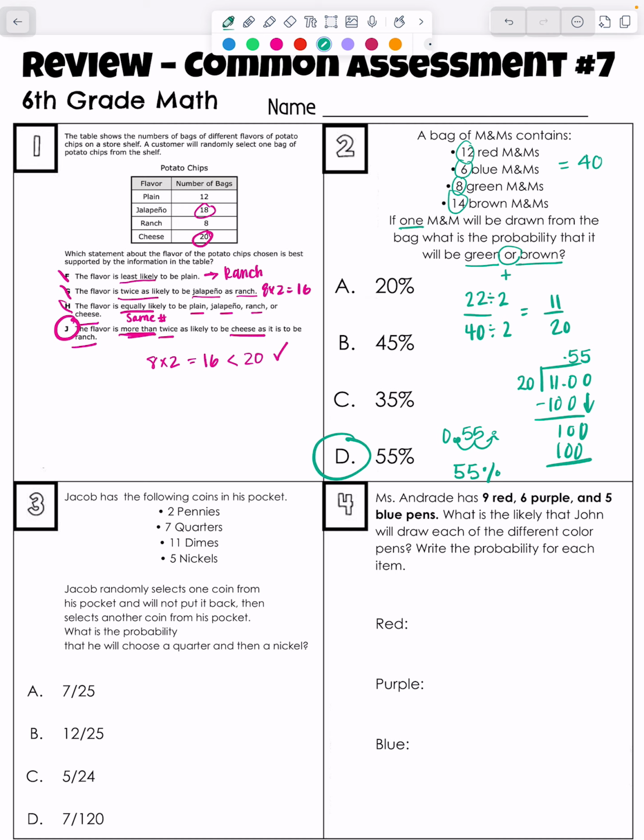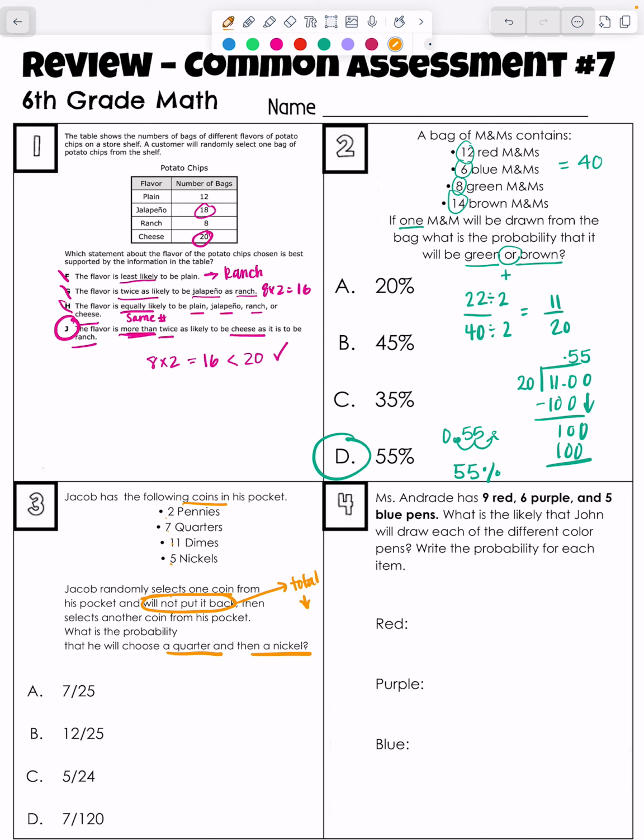Okay. Let's go ahead and go on to number 3. Jacob has the following coins in his pocket: 2 pennies, 7 quarters, 11 dimes, 5 nickels. Jacob randomly selects one coin from his pocket and will not put it back. Then selects another coin from his pocket. What is the probability that he will choose a quarter and then a nickel? So the keyword here is "will not put it back." So that means our total the second time has to go down.